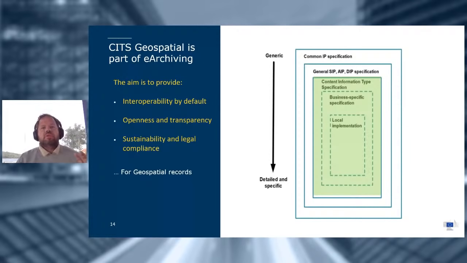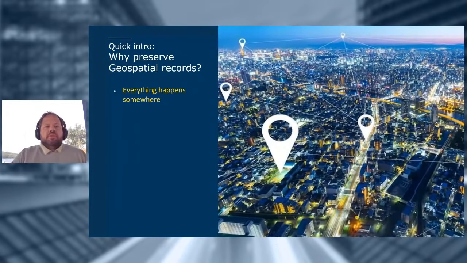So you will see that this is like an onion that's being peeled. The outer layers are the common specifications, and the core SITs is in the middle. And then we will also show you how local implementations and specific format implementations can be defined for your local implementation. Now, why preserve geospatial records at all?